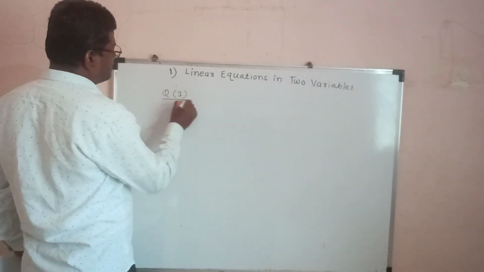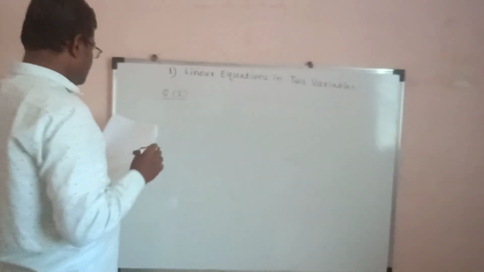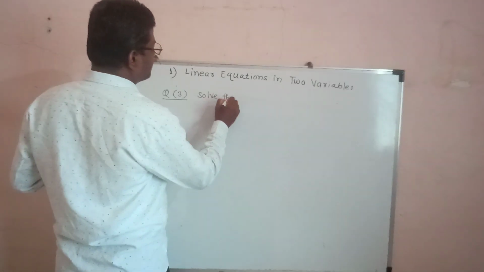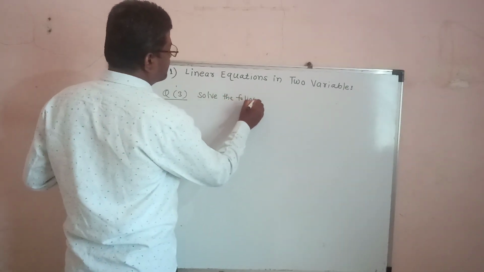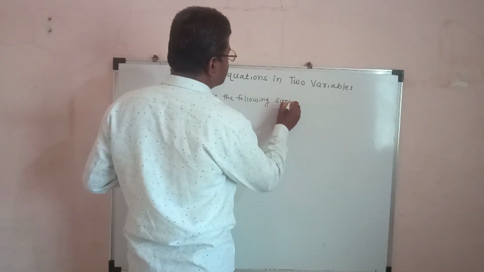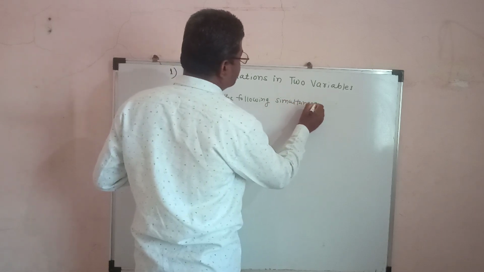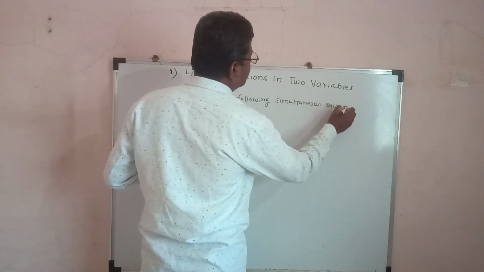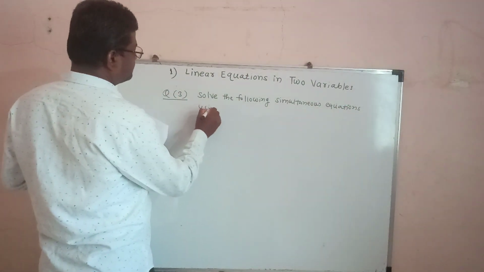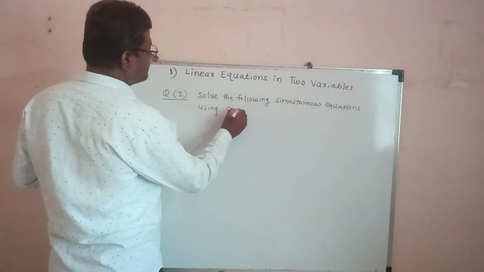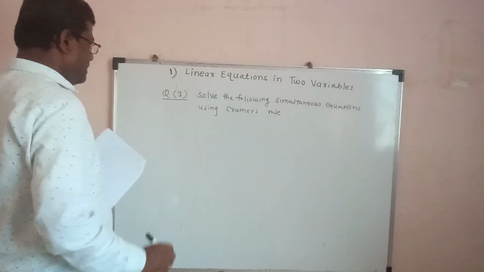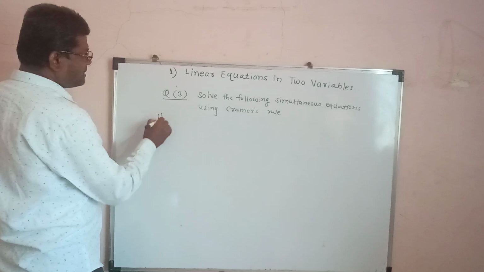Question number 3 from practice set 1.3. Question number 3 is: solve the following simultaneous equations using Cramer's rule. Using Cramer's rule, let us solve example number 1.